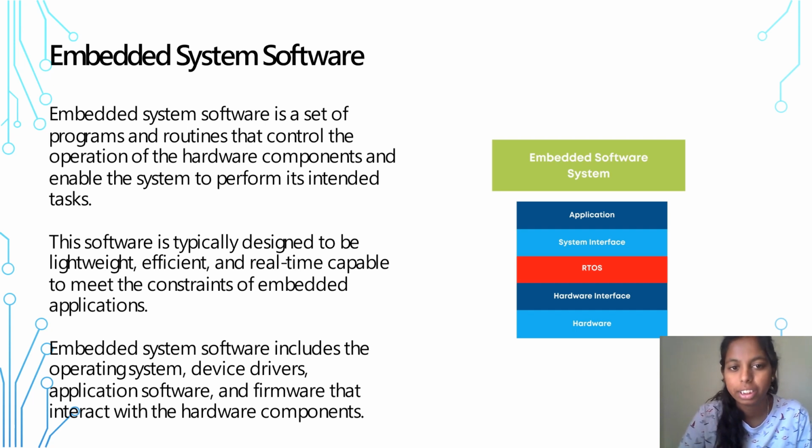Let's see now the embedded system software. Embedded system software is a set of programs and routines that control the operation of the hardware components and enable the system to perform its intended task. This software is typically designed to be lightweight, efficient, and real-time capable to meet the constraints of embedded applications. Embedded system software includes the operating system, device drivers, application software, and firmware that interact with the hardware components.